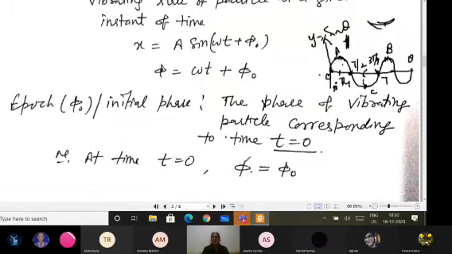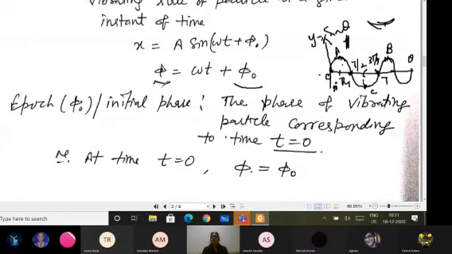Another definition is initial phase. Initially, if the particle is not at the 0 position, it is somewhere else. So at a given time when you start noting the position of the particle, t equals 0, where the particle is, what is the vibrating phase of the particle, that gives its initial phase, which is known as epoch and is denoted by phi naught. So phi is the symbol of phase, while phi naught is the symbol of epoch or the initial phase.